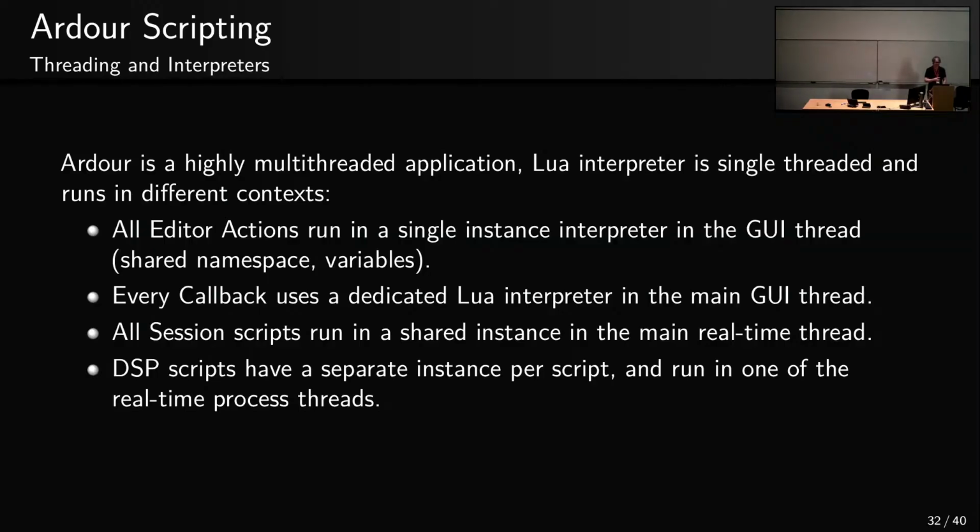Ardour is highly multi-threaded; everything can run tracks in parallel, and all the control surfaces are multi-threaded too. But Lua itself is single-threaded, and hence we needed to make some compromises. In this case, all the editor actions that you run in the GUI run in a single instance, and the UI is also single-threaded. On macOS, that's a requirement. On Linux with X11, it's also common to have one thread that interacts with the GUI, and then you have a lock, so there are not multiple threads. We use the same thread for the GUI interpreter, and that also shares the complete namespace and variables.